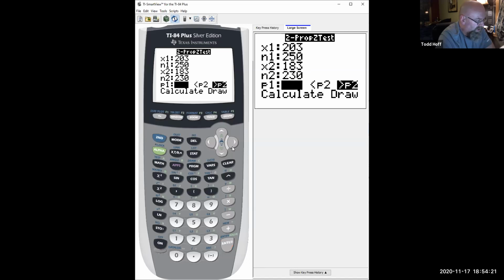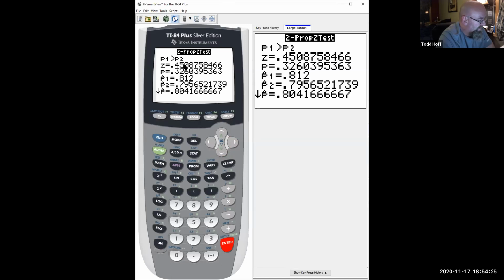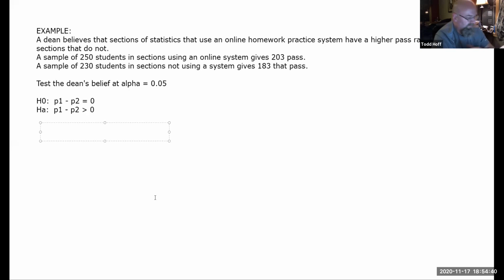Our alternative hypothesis is greater than, so we select that and we'll hit calculate. So we get 0.451 and a p-value of 0.326. Let's look at what this says. So our test statistic, z, is 0.451. Now that is positive, so it is indicating that p1 in our sample was larger.